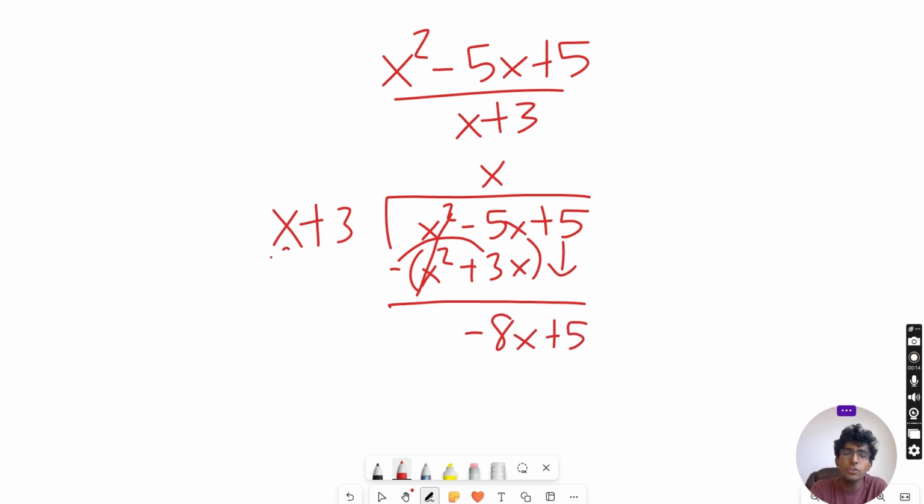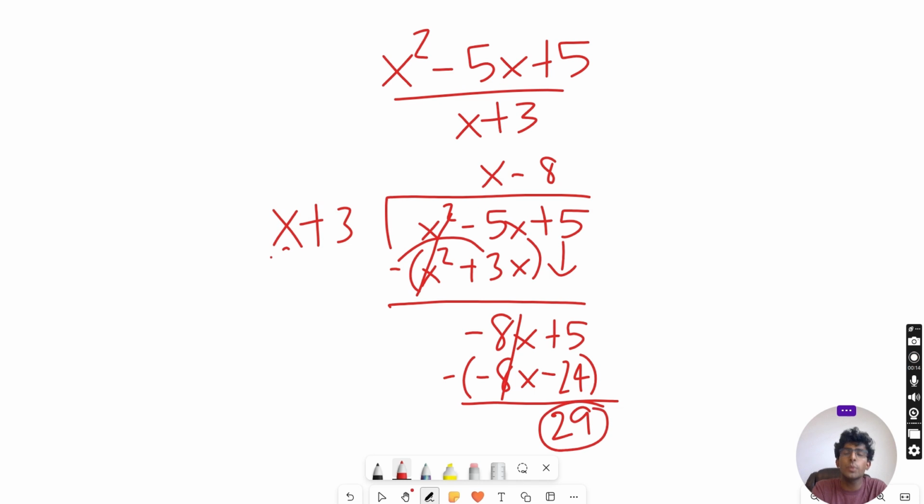So now, same process. Negative 8x divided by x is going to be minus 8. So when we do x times negative 8, we're going to keep this negative sign in here. Negative 8x. And then 3 times negative 8 is going to be minus 24. So again, this is going to cancel out. And then we're going to get plus 5 plus, right, minus is a plus, 24, that gets you 29 as your remainder. So this is our remainder.